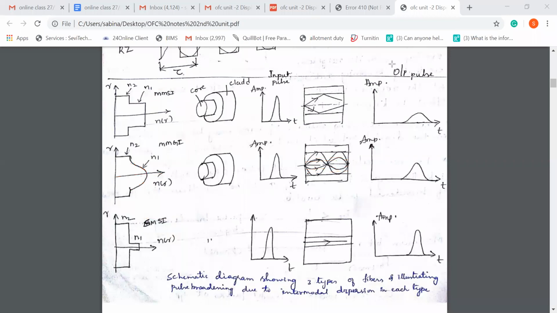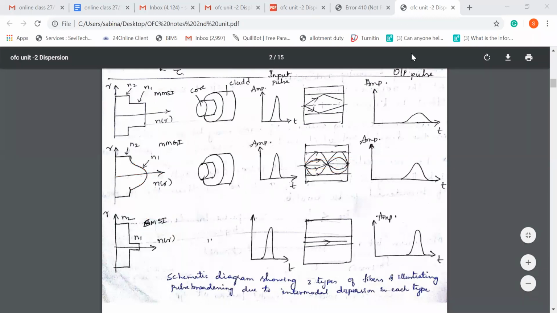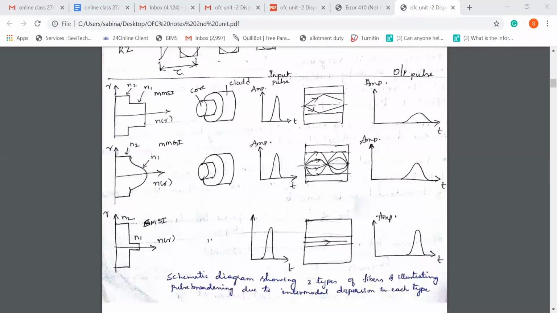Now if you see here at this point, if I consider this ray, and if you consider whatever light is traveling along, light is moving from here to here also, here to here also.